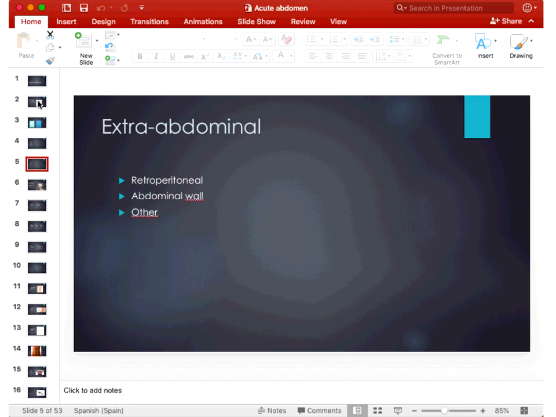Now, extra-abdominal, we're talking about retroperitoneal: kidneys, pancreas, or the abdominal wall, which is a rare instance, or other causes, most of them traumatic. We're not going to get into that. We're going to see a few examples, but the main objective of this class is that you get an idea of what an acute abdomen is, and when you see one, I can assure you, you will never forget it.